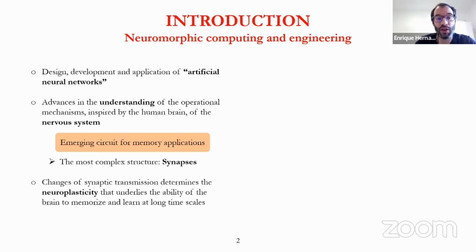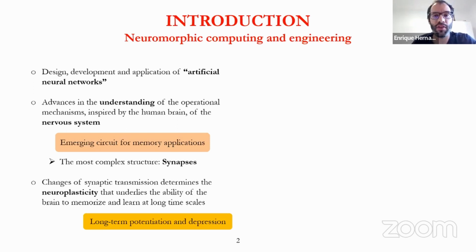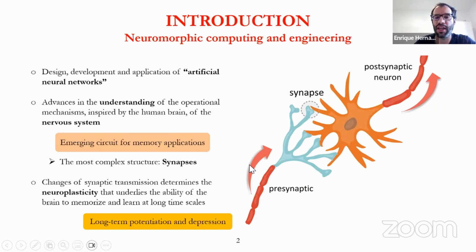This is called synaptic plasticity, which is strengthening or weakening under high or low frequency stimulation, which underlies the ability to memorize, learn, and the cognitive functions of the human brain. Here it is possible to see the connection of two neurons, here the direction of the information, the communication, and here is the synapse, which is the connection between these two neurons, okay?